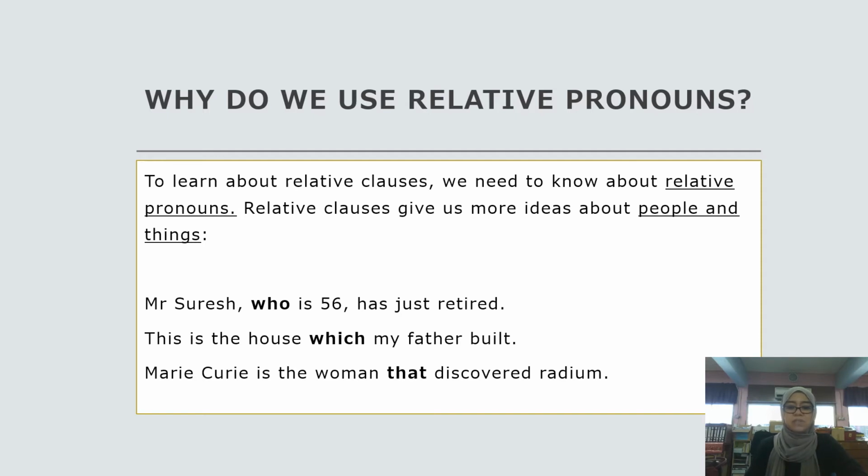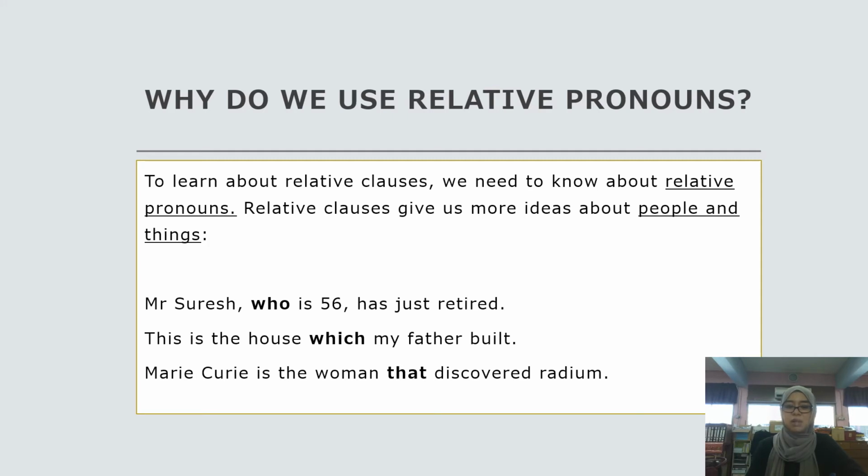The first one: Mr. Suresh, who is 56, has just retired. Here, the word who is the relative pronoun, referring to Mr. Suresh. Number two: this is the house which my father built. The word which here is referring to the word house, because which is for things.